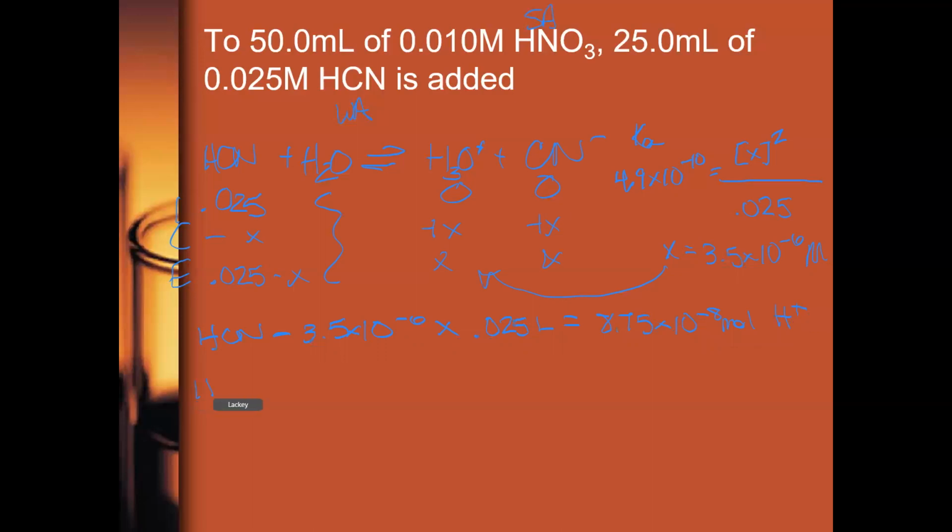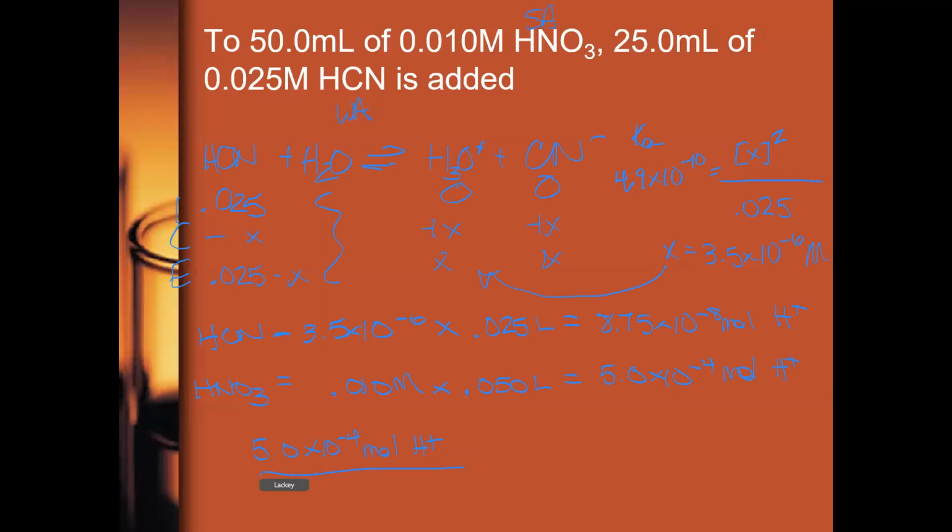Whenever we look at the nitric acid, since it's strong, remember the concentration of the hydrogen ions is equal to the concentration of the acid. So our molarity is 0.010 molar, multiplied by the 50 milliliters, the 0.050 liters. That tells us that we have 5.0 times 10 to the negative 4th moles of hydrogen. So remember, since these are both acids, we do need to add them together. So if we add them together, that is equivalent to 5.0 times 10 to the negative 4th moles whenever we look at our sig figs.